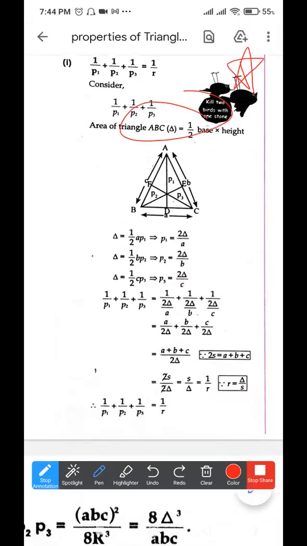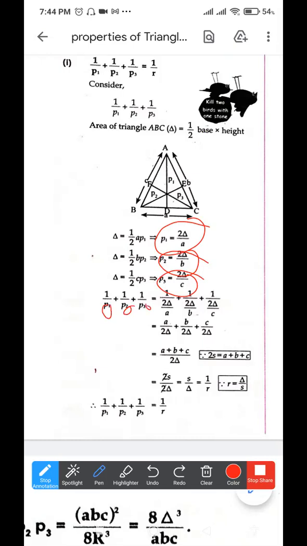Now, delta is equal to 1 by 2 A P1. This is P1, this is P2, this is P3. P1 is equal to 2 delta by A, P2 is equal to 2 delta by B, and P3 is equal to 2 delta by C. Instead of P1, P2, and P3, just substitute these values. After substituting, simplify them, take 2 as common. As this denominator is same, the numerator can be added. Then A plus B plus C is nothing but 2s. 2 and 2 get cancelled and delta by s is remaining.